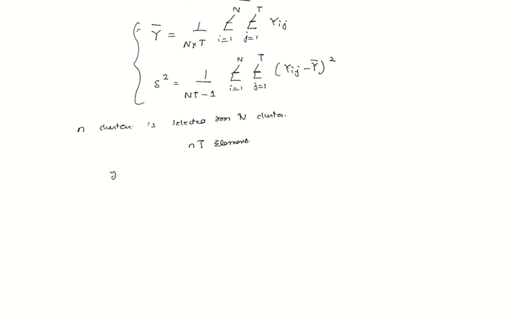If Yij is the observed value of target variable y for the jth element in the selected clusters, here i is going to be 1 to small n, and j is still the same, 1 all the way to t, then y bar is going to be 1 upon nt, summation i equal to 1 to n, summation j equal to 1 to t, Yij.